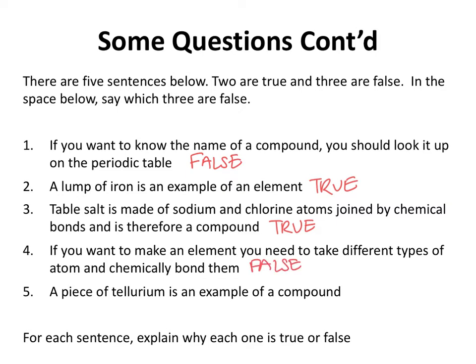And then finally, a piece of tellurium is an example of a compound. Again, we would need to look on our periodic table to know the answer for this for sure. Tellurium is an element. It is not a compound, so that is false.